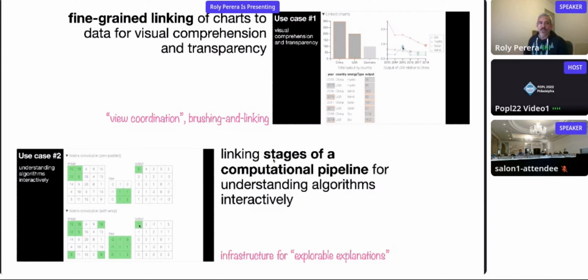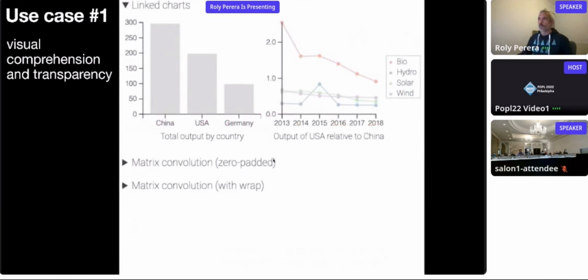The second use case is about allowing a user to interactively explore input-output relationships in a similar kind of way, but perhaps between two stages of a computational pipeline. For example, to help them understand an algorithm. So I'm going to illustrate each of these use cases now with a short demo. The demos are pre-recorded because our current implementation is quite slow.